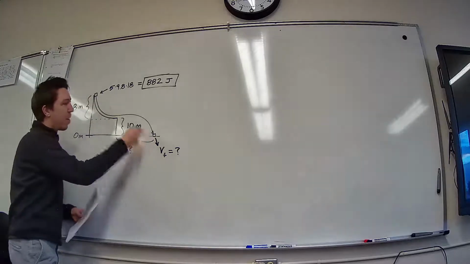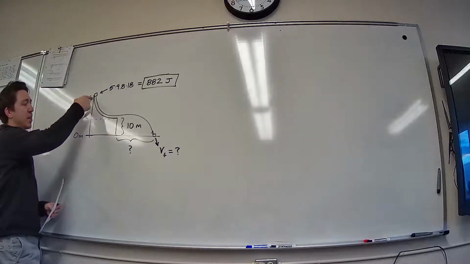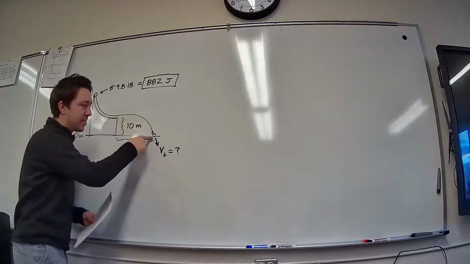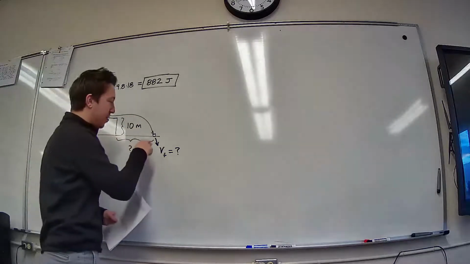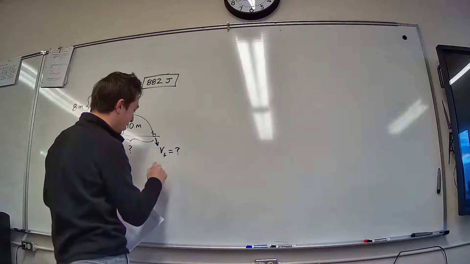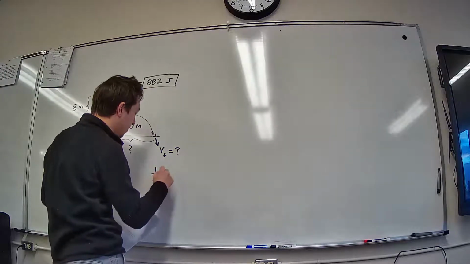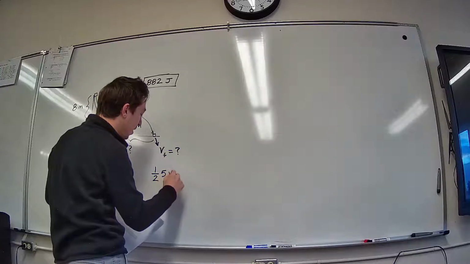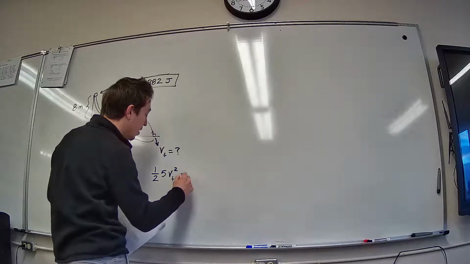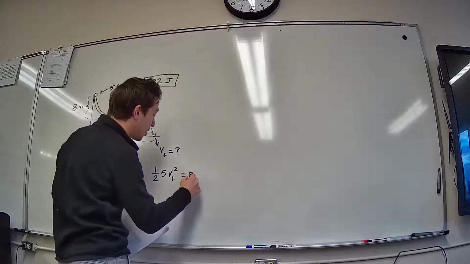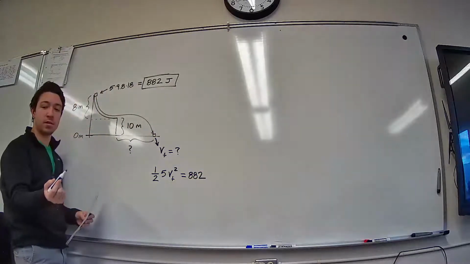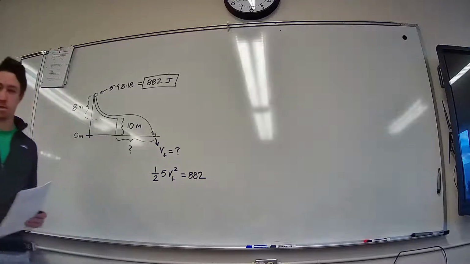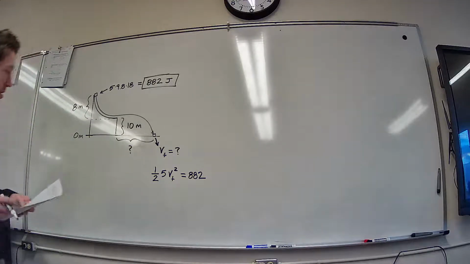So when he reaches the bottom, all that was potential energy up here. By the time it hits this, there's no more potential energy, right? Because the height is 0. So all that's been converted to kinetic energy. So the answer to this question would just be 1/2 m times v final squared has to equal 882 joules. Everyone understand that? So solve that. Should be relatively straightforward.